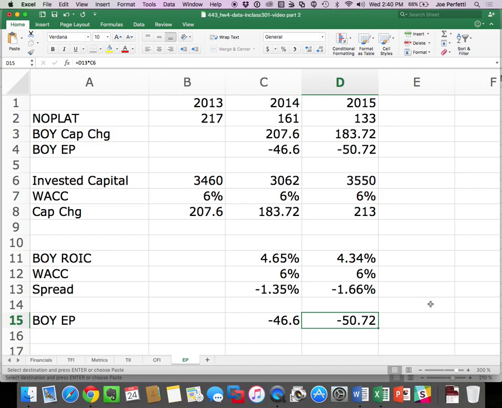So they stay at this level of negative spread, about negative 1.35 to negative 1.66%. It continues on forever. Will this company go bankrupt? Yes or no? Yes, because just from this page, I know they're not going to be generating enough cash flow to make those interest payments. Essentially, ROIC is lower than WACC, so the cash flow they're generating is lower than the interest payments.